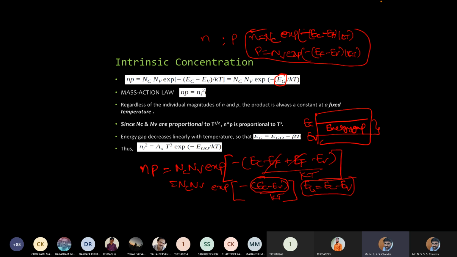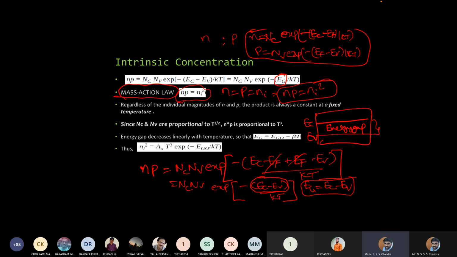Okay, and you already have n equal to p equal to ni. So if I multiply n into p, it will be equal to ni square. This expression is famously called the mass action law. The product of the free electron concentration and the hole concentration is always equal to the intrinsic concentration squared. This equation is valid even for extrinsic semiconductors also. This you should always remember.